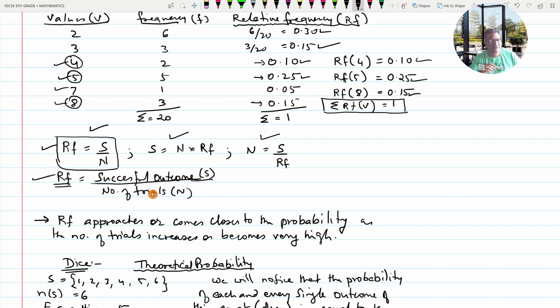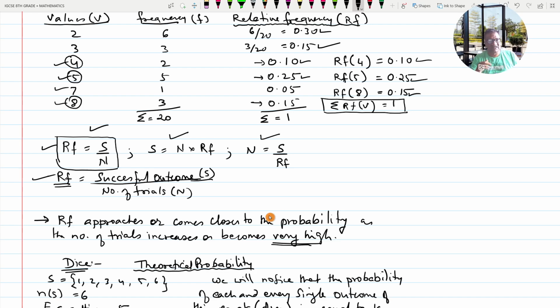Is that clear? Now, relative frequency approaches or comes closer to the probability as the number of trials increases or becomes very high. So, if the number of trials is 25, relative frequency will not be that close to the probability. But as the number of trials increases from 25 to say 100, or from 100 to say 300, then what will happen? This relative frequency and the probability, these values will come closer to each other, or they will be matching.